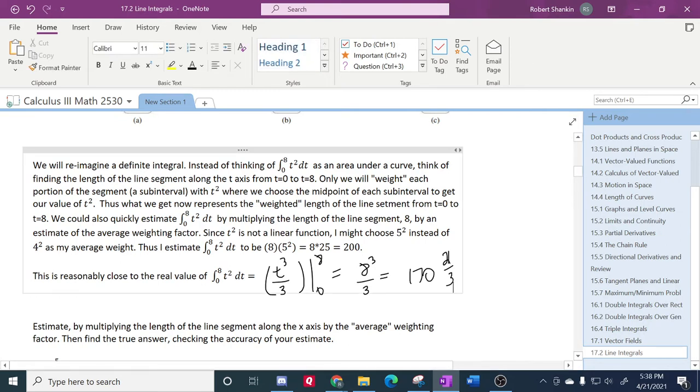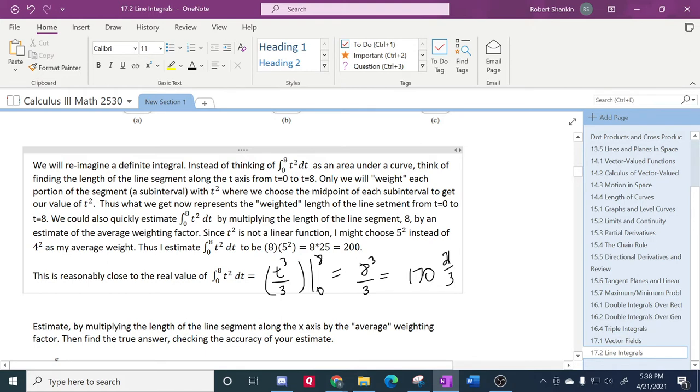So, this is really a big reimagining of a definite integral. The definite integral from 0 to 8 of t squared is the arc, the length along the t-axis, 0 to 8, but that gets weighted with different values of t squared, and we'll take an average weighting to get an estimate of what this thing is.